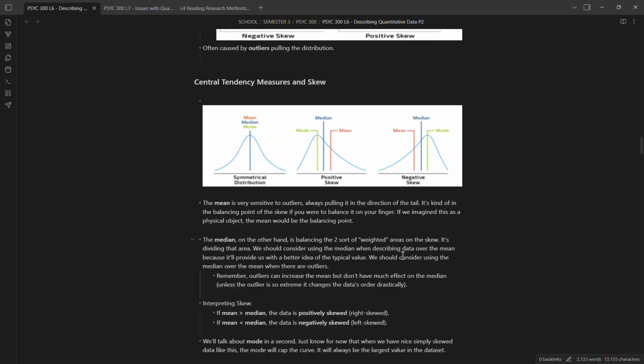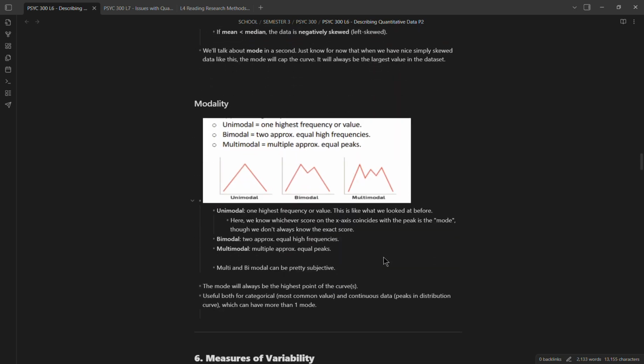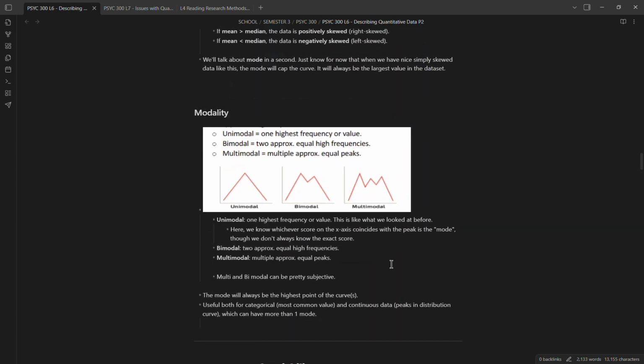Yeah, the mean is the balancing point. The median acts as a balance between the mean and the mode. Yeah, but take away the positive and the negative skew. Again, if the tail's going to the right, it's positive skew. If the tail's going to the left, it's a negative skew. The mean is going to act as the balancing point. The median will be a better typical representation of value. If there are outliers, it'll represent the data better, and the mode is always capping the curve.